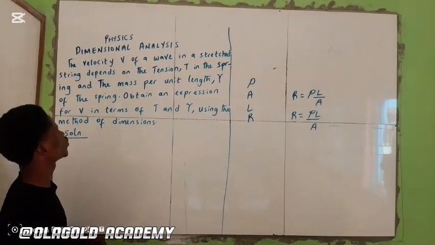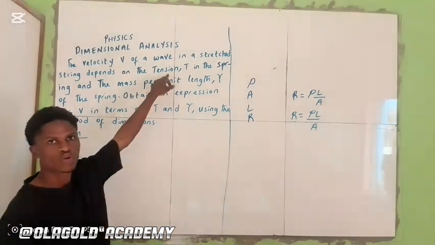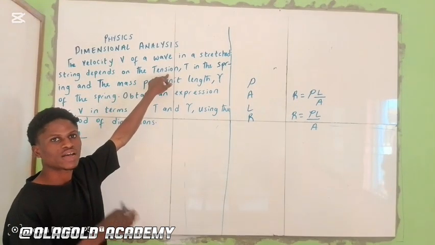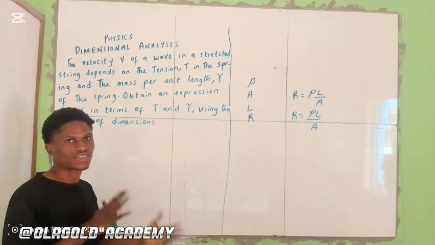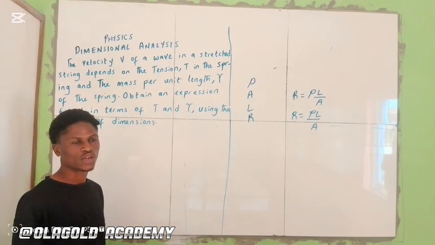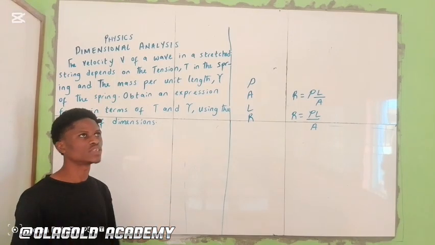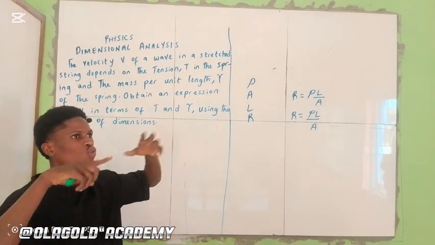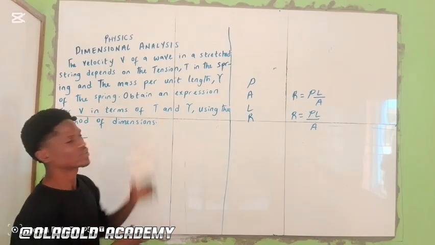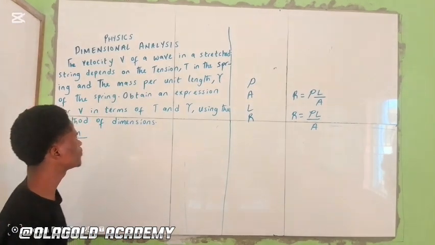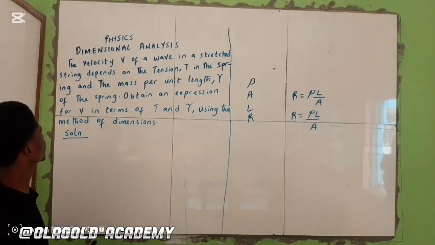Alright, so we can define tension as a force that acts on a spring. You can define tension as a force that acts on a spring. You can say that, normally, it's a force that acts on a wire. So that is tension.